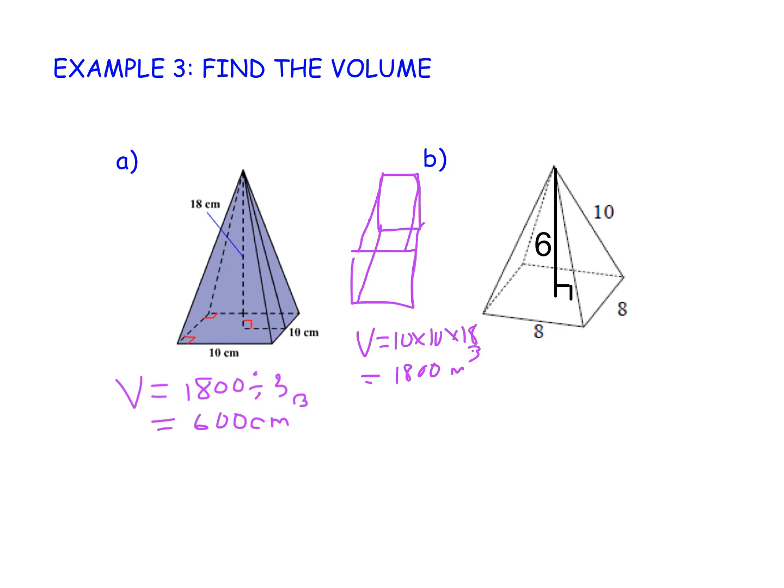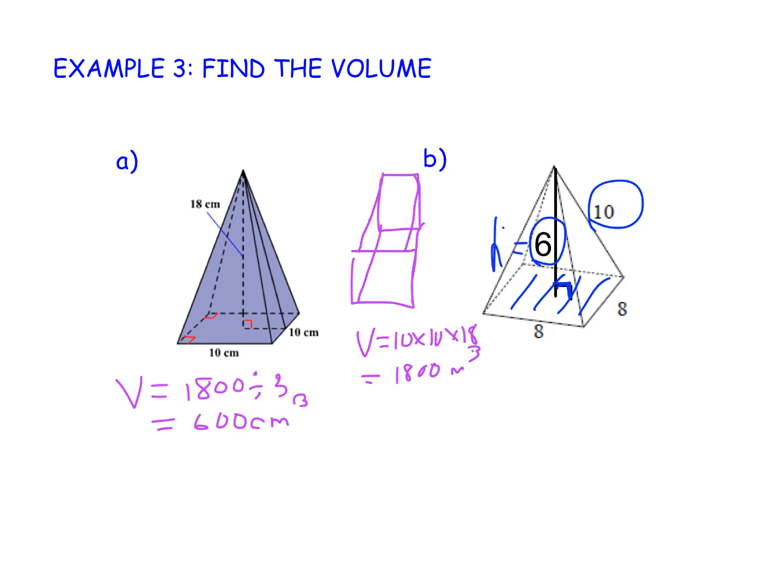If we do the same thing for the next question, we've got a base of 8 times 8, and they put some extra dimensions on here, maybe to confuse us a little bit. They put the slant height, which we can use when we're finding surface area, but not volume. We need the perpendicular height, or the altitude of this pyramid, and that's this value 6, and we know that's true because of the 90-degree angle at the bottom. That's the number we're looking for, the height.